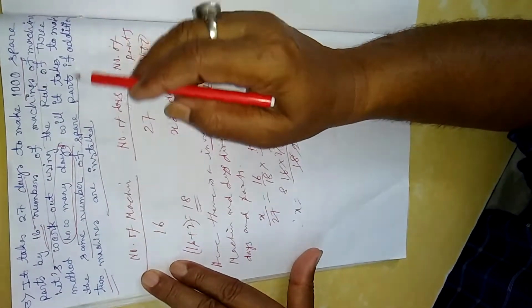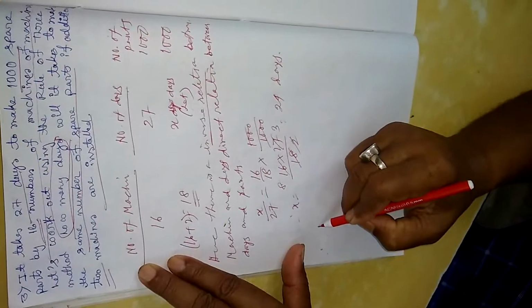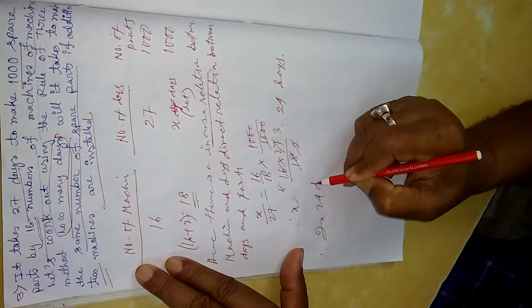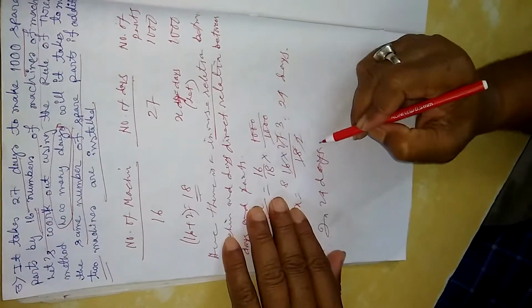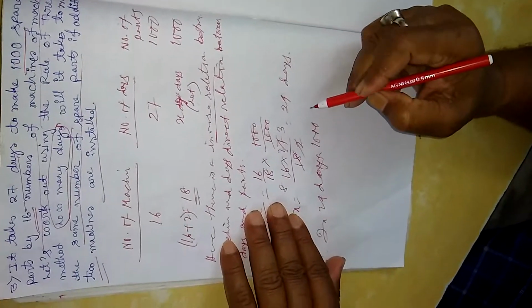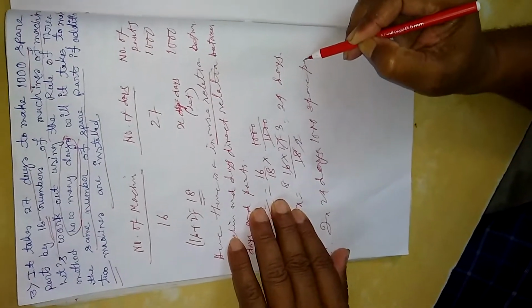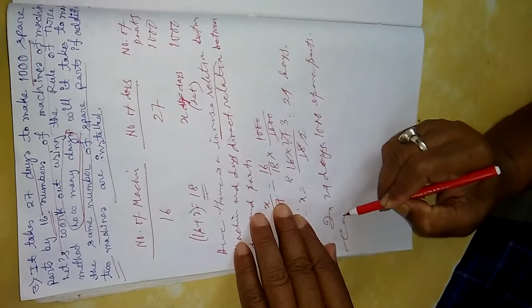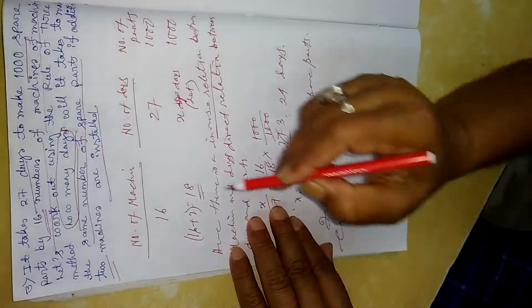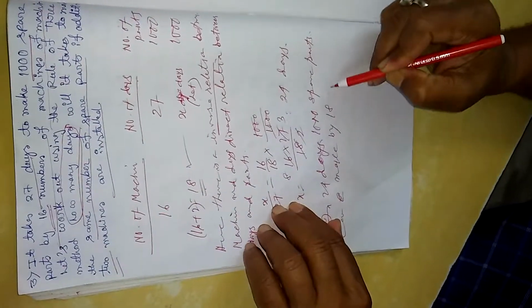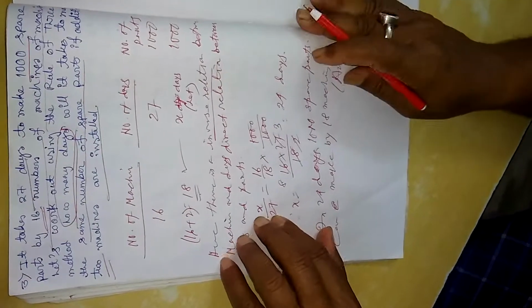So how many days will it take to make? Therefore, in 24 days, 1000 spare parts can be made by 18 machines. That's your answer. Thank you.